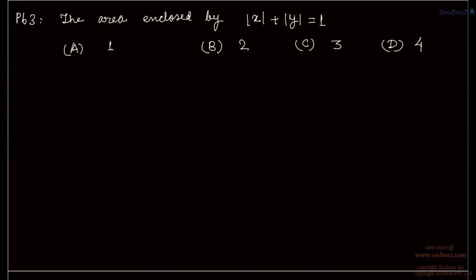Problem 3. The area enclosed by mod x plus mod y is equal to 1 is. So if you look at this equation, that is mod x plus mod y is equal to 1, this equation comprises 4 straight lines, right? When x is positive, when y is positive, when x is negative, when y is negative. So let us look at all those 4 cases.